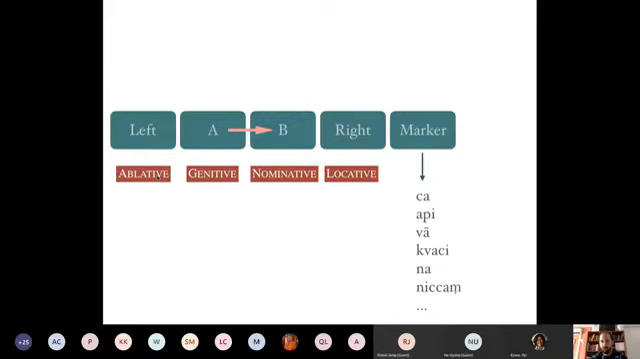I think you already know the meaning. Cha means and, api means also, va means or, kwachi means in some places, na means no or not, nicham means always or mandatorily. But in grammar, they adopt a technical meaning, or rather a technical function. They are used as marks, and they are very important. Without them, the grammar would not work.